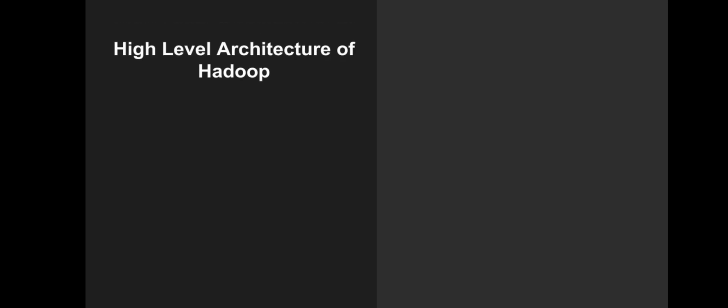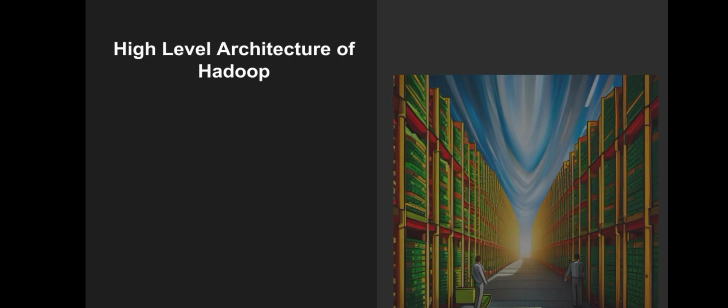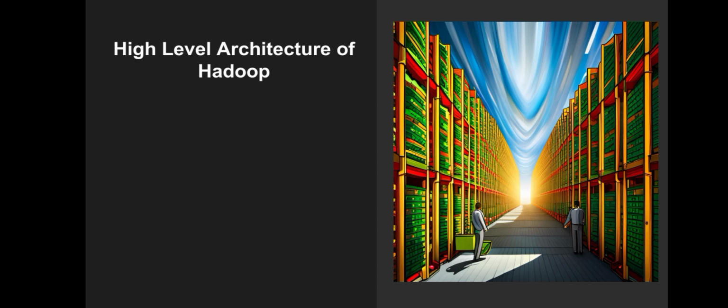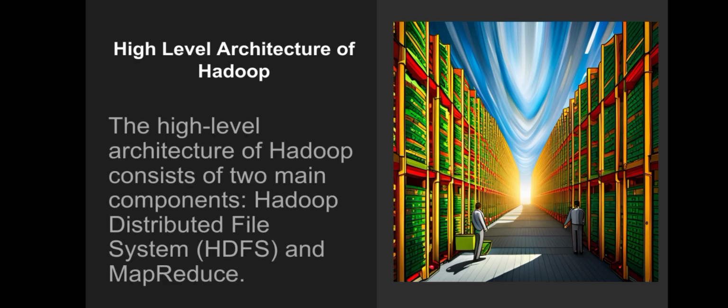At last, high-level architecture of Hadoop. The high-level architecture of Hadoop consists of two main components known as HDFS and MapReduce. HDFS is responsible for storing large data sets by breaking them into smaller blocks and replicating them across the clusters. MapReduce is responsible for processing these data sets in parallel across the clusters.